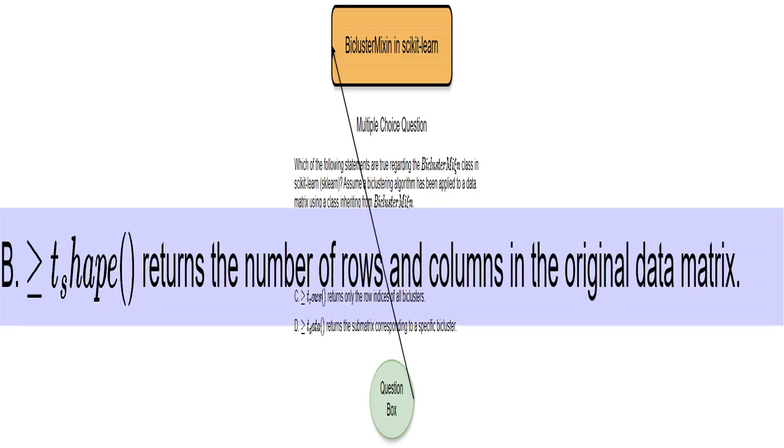This statement asserts that the _get_shape method returns the dimensions of the original data. However, it is important to note this may or may not be true depending on the implementation. It might instead return the shape of the biclustered data. This introduces an element of uncertainty and requires you to consult the documentation for verification. A great opportunity to test your research skills.